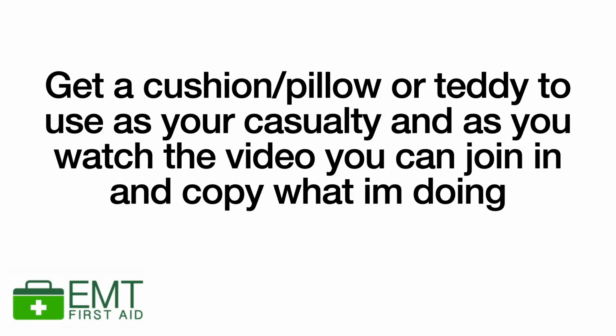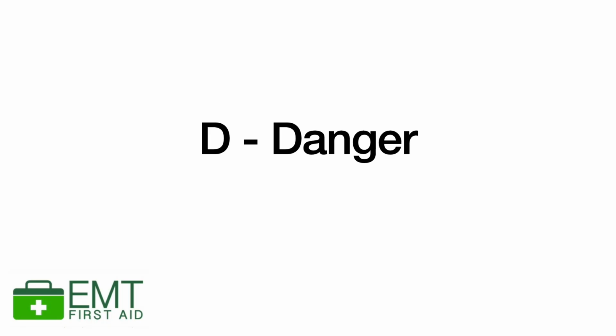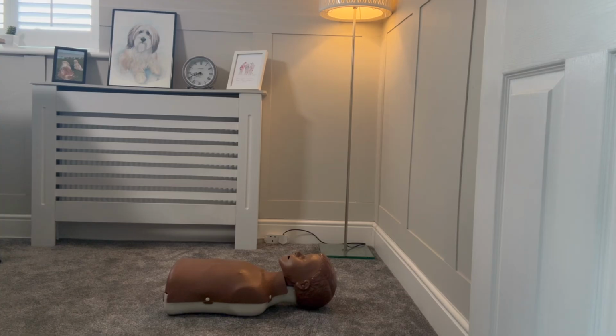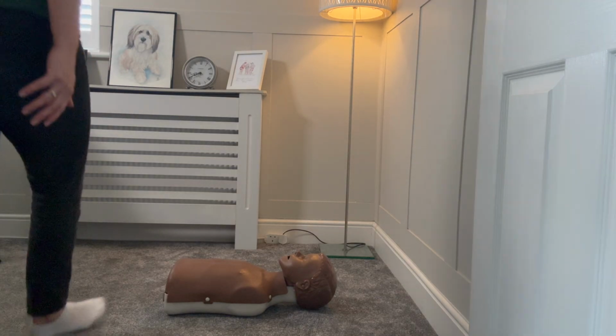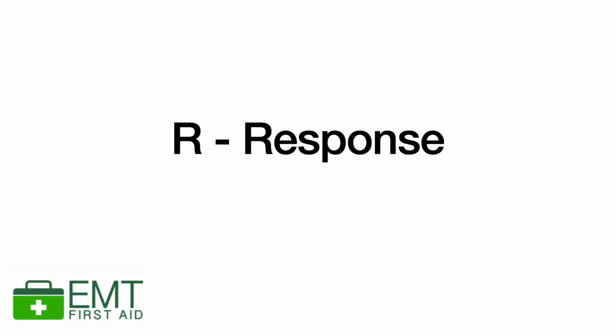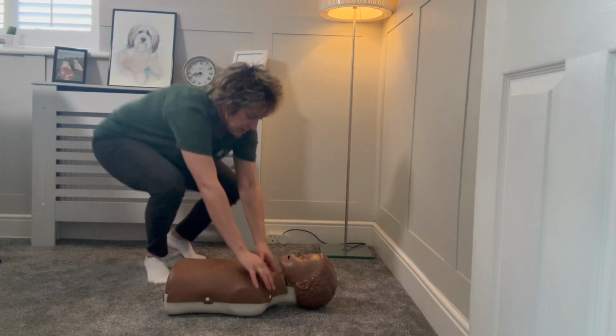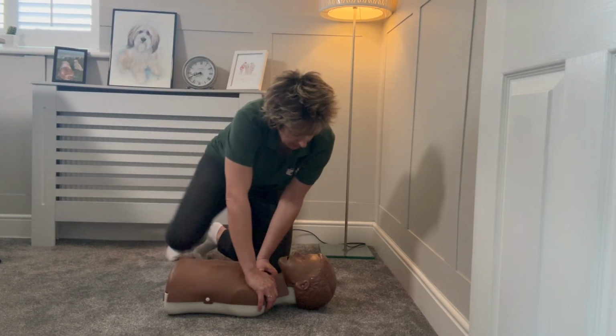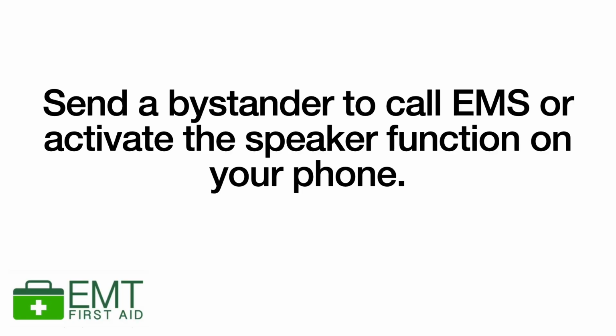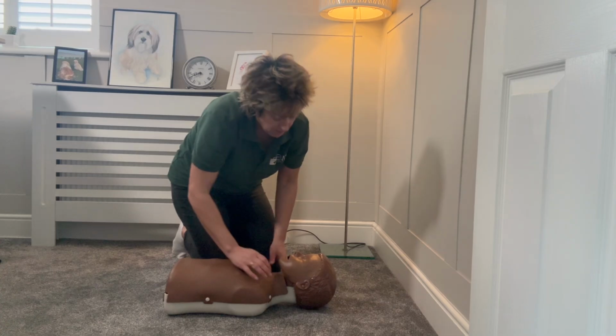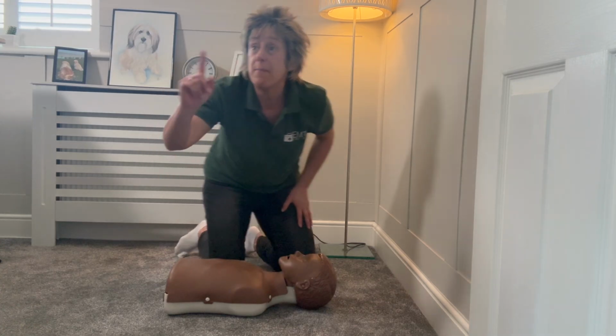Okay, first things first, we need to check the scene for danger. We need to make sure it's safe for us, and if it's not, we need to make it safe. We're then going to check response, and we can check response by talking to the casualty, but also by grabbing hold of their shoulders and squeezing, so a pressure response. If they don't respond, that's when we're going to send our bystander to go and call the emergency medical services, or we're going to activate our speaker function on our phone.